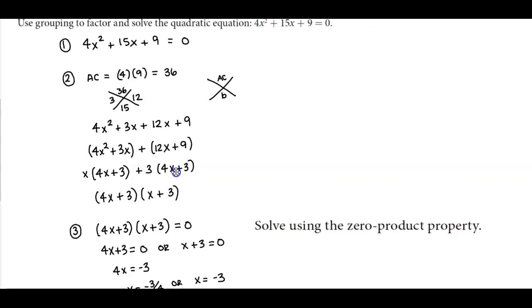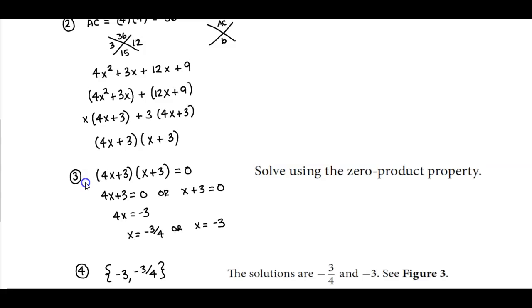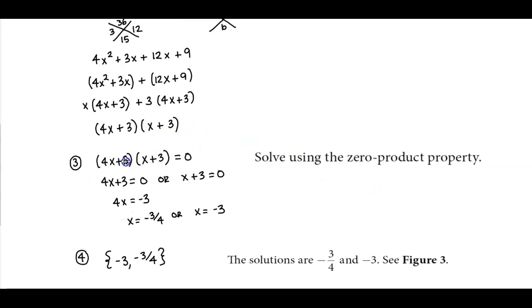Then that allows us to look back up here and ask, what can I multiply by 4 to get 12, and what can I multiply by 3 to get 9? Well, you can factor out a plus 3. So now we can factor out the 4x plus 3, and then x plus 3. Now we're going to solve by using the zero product property. So we have 4x plus 3 times x plus 3 equals 0.